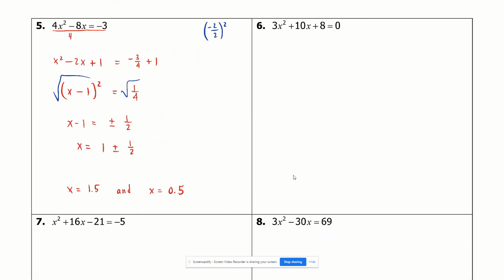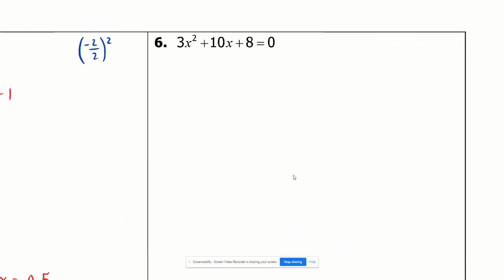Okay, look at the next one over here. Again, it's not in ax squared plus bx equals c form. So I'm going to move that 8 over by subtracting it. But I want you guys to notice this question. When I divide by a, 3, that's going to be x squared plus 10/3 x equals negative 8/3.